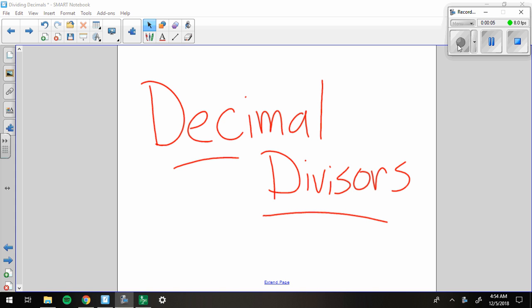And we're still in topic 6 right now, dividing decimals. But up to this point, we've only ever seen whole number divisors. We haven't seen a decimal there yet. Until today. Today we are going to tackle decimal divisors. And it's not as hard as you might think.